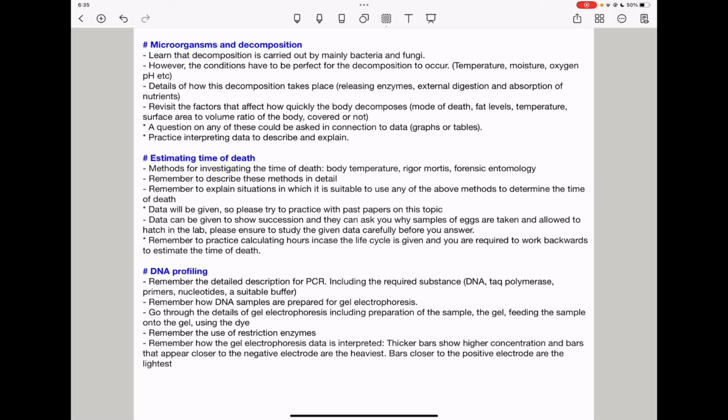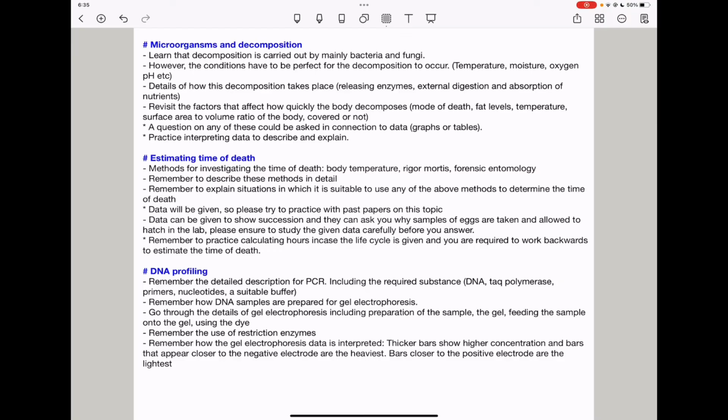Remember how gel electrophoresis data can be interpreted. Remember that thicker bars show a higher concentration, and the bars that appear closer to the negative electrode are going to show the heaviest DNA. Bars closer to the positive electrode are going to show the lightest DNA because that DNA would have moved the fastest or the farthest from the origin.